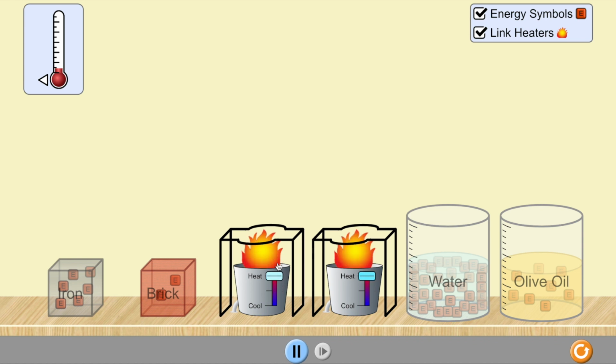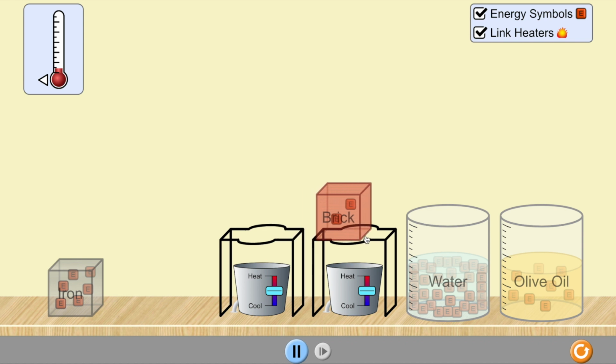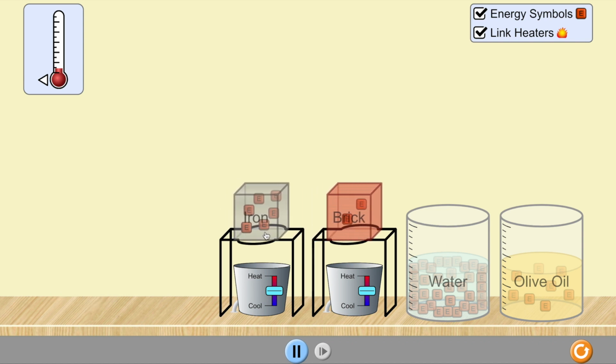You can add thermal energy by turning up the heat, and you can remove thermal energy by putting it towards cold. That E represents thermal energy in our simulation, and we're going to add both the brick and the iron on top of our heaters. We can compare what goes on inside each of them when we add thermal energy and when we remove it.